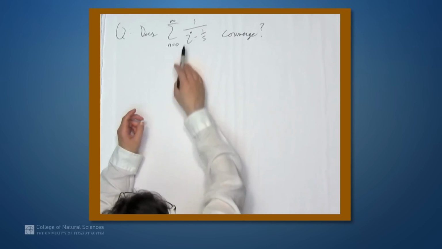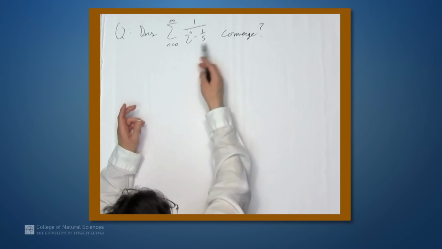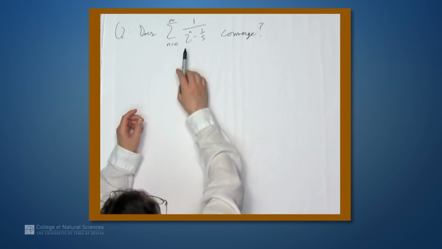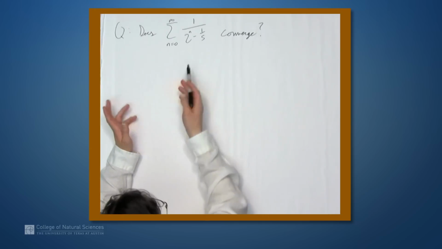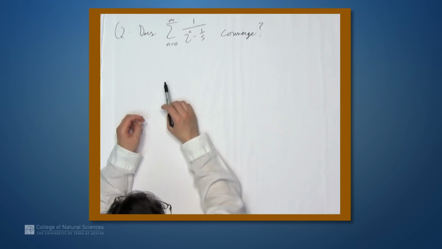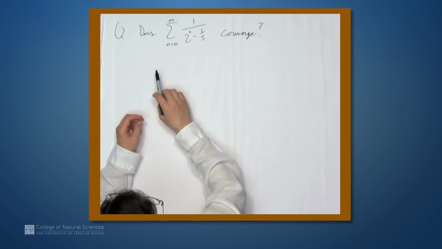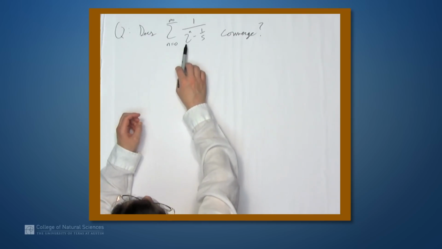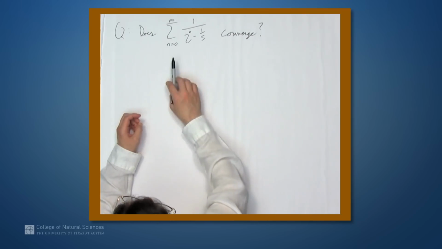We expect this to behave like 1 over 2 to the n. How much could this minus 1/5 affect things? We expect this to converge, so we need to bound it above by something convergent. Bounding it below by something convergent doesn't help. So I'll leave you with the question, how, or is it even possible, to prove that this thing converges using the comparison test?